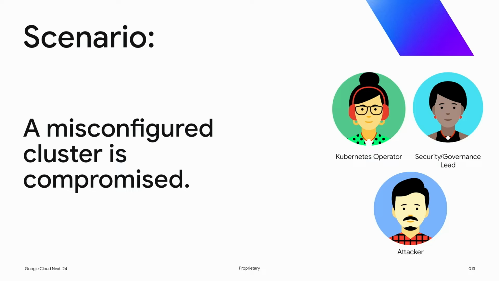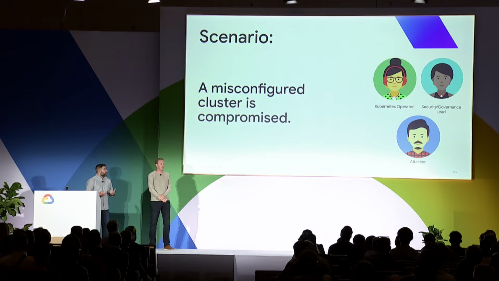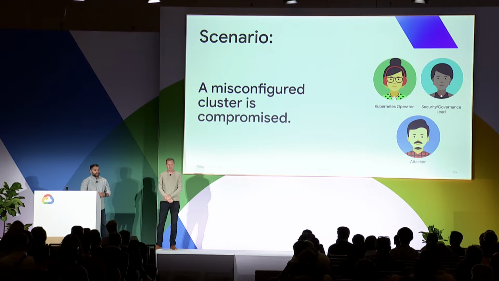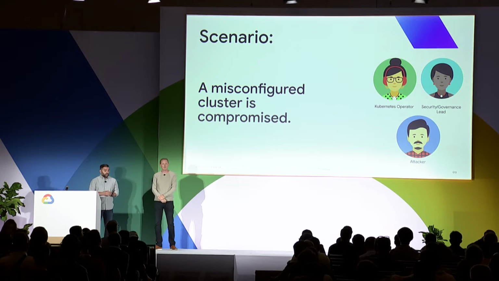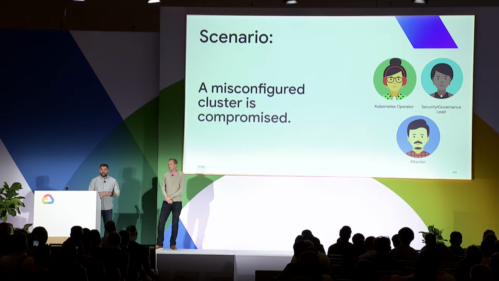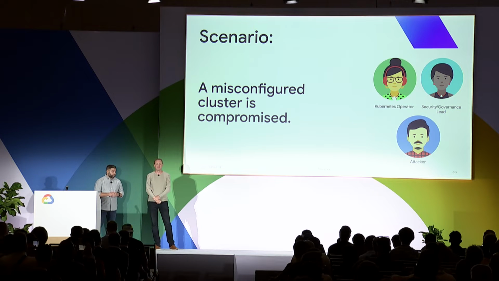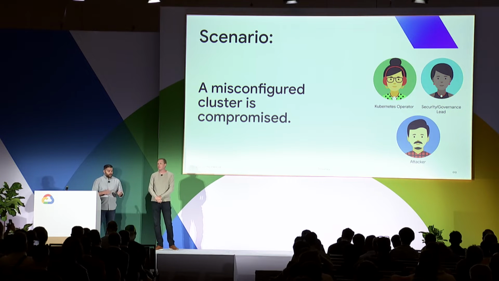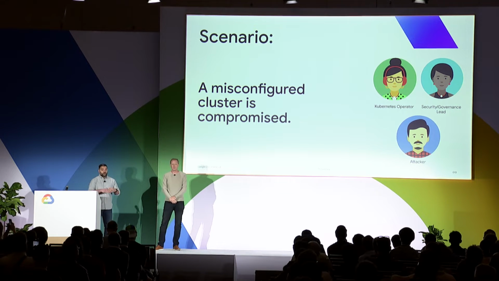Before we jump into that, let me set up the scenario. For this scenario, we have three main personas. We have a Kubernetes operator who's responsible for managing and configuring GKE clusters in the org, deploying workloads on behalf of development teams. We have an attacker who's scanning the internet looking for misconfigured clusters. And then we have a security and governance lead who's responsible for the overall security posture of the entire organization, things like vulnerability management, configuration, and threat detection. So we'll switch over to the demo.